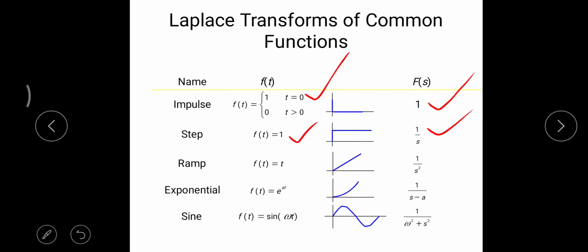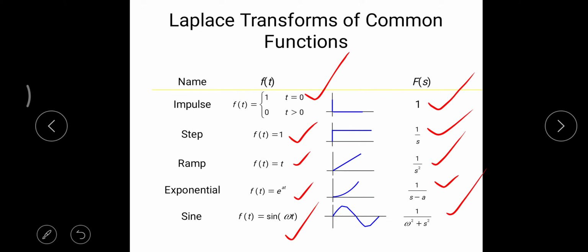The Laplace transform of the ramp signal is 1 by s square. The Laplace transform of e power at is 1 by s minus a, or otherwise the Laplace transform of e power minus at is 1 by s plus a. Then the Laplace transform of sin omega t is nothing but omega divided by s square plus omega square. These are some of the Laplace transforms of basic functions.